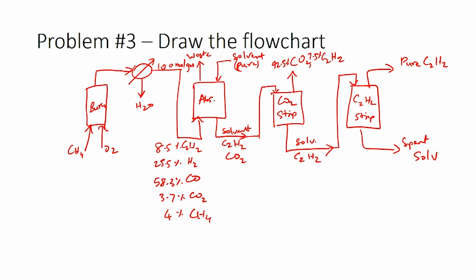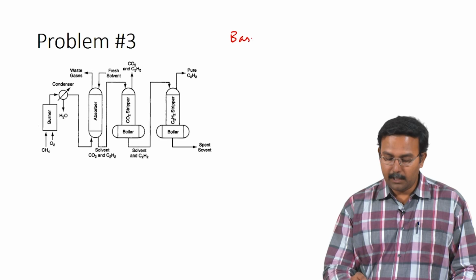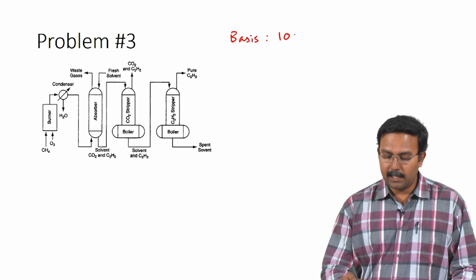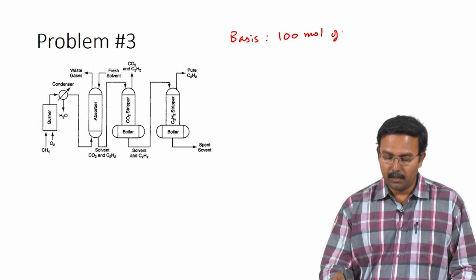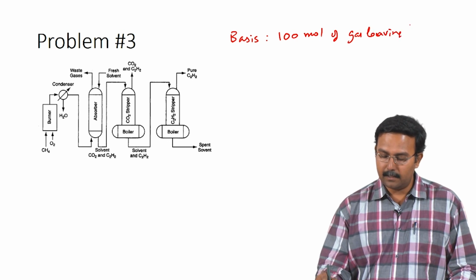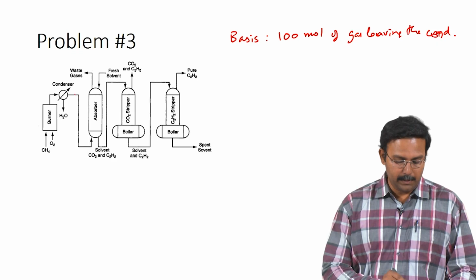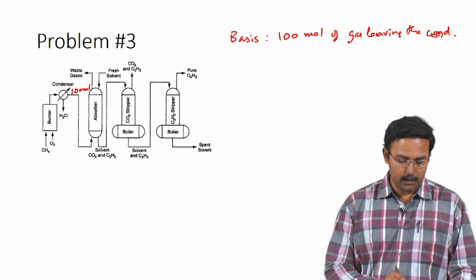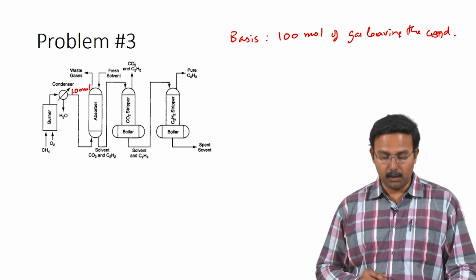So, we now have all the information that has been given to us in the problem captured in the form of this flow chart. Let us try to solve this problem. Based on the information given in the problem, we have chosen the basis as 100 moles of gas leaving the condenser. So, this is the basis, which means this particular stream leaving the condenser is 100 moles.